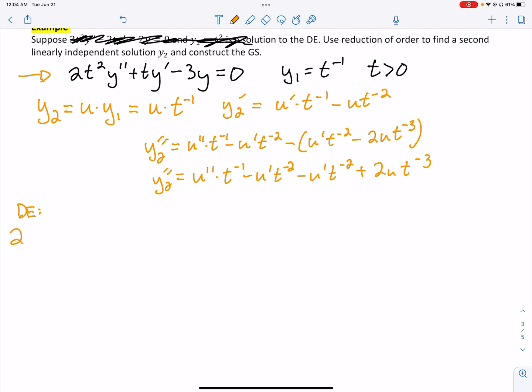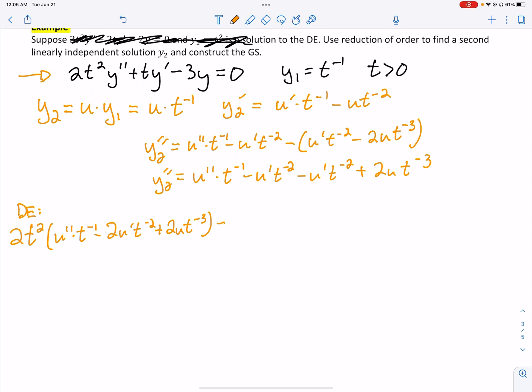2 times t squared. So 2t squared times, and we plug now our second derivative in. U double prime times t to the negative 1 minus u prime t to the negative 2 minus u prime t to the negative 2. We could have put those together. Let's go ahead and do that. So that's a minus 2u prime t to the negative 2. If we don't do it now, we'll have to do it in the next step, which means more writing. Plus 2u t to the negative 3.